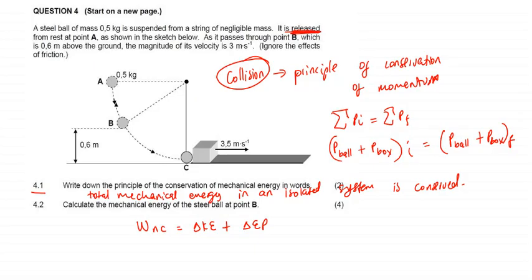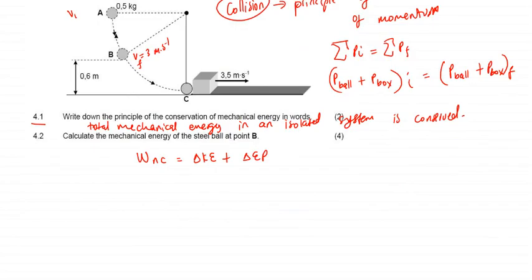So they said to us that as it passes through point B, which is 0.6 meters above the ground, the magnitude of the velocity was 3 meters per second. We are going to need that velocity at B. So we shall take that as the final velocity, and then we shall take the initial velocity here as 0 meters per second because the object was released. That means it was at rest first. When you release it, the initial velocity is 0. It's like when you drop an object, it means the initial velocity is 0. So it's going to move from A to B there.